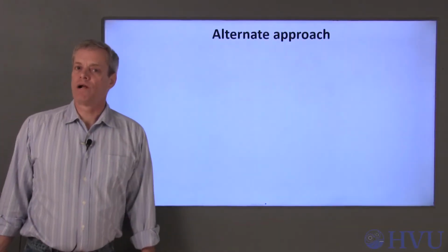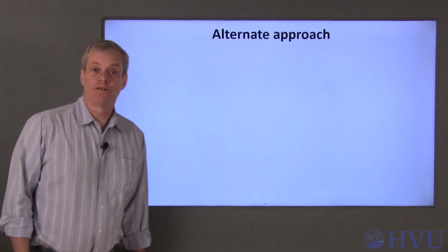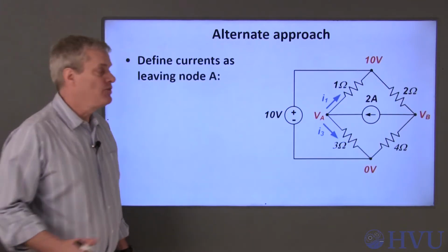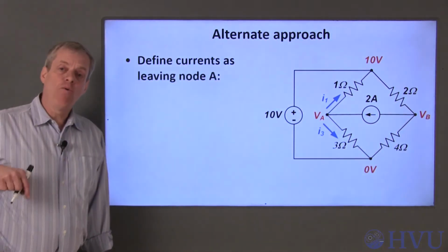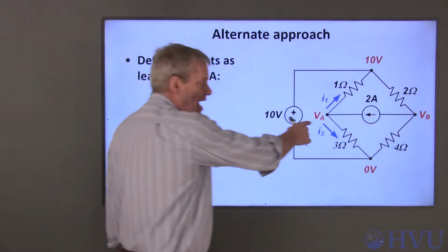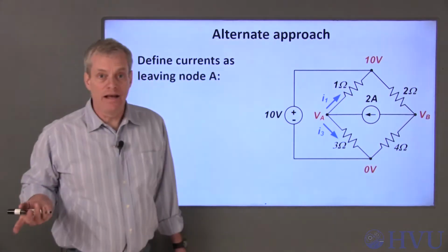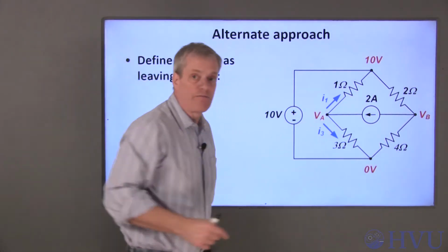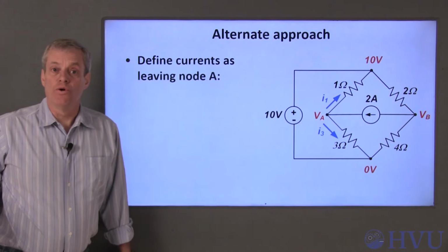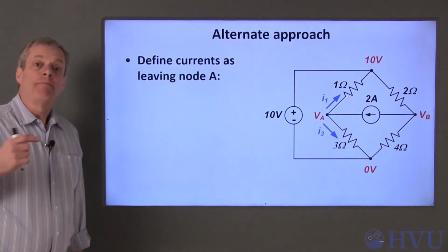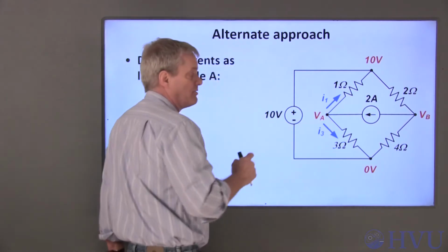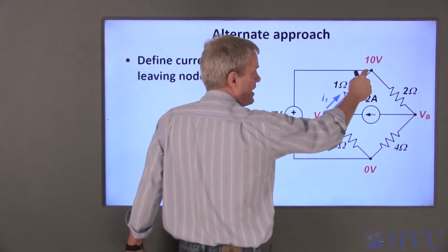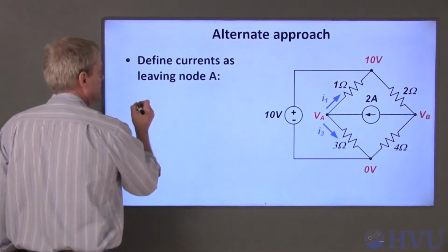Now I'll do the same problem, but with a different definition of currents. In this case, I've used the same node definitions as I did before. But now when I do KCL at node A, I'm going to assume that any unknown currents, I1 and I3, are leaving that node. If I do this and sum positive currents as leaving the node, this is a positive contribution. That means this current is VA minus 10 over 1 ohm.